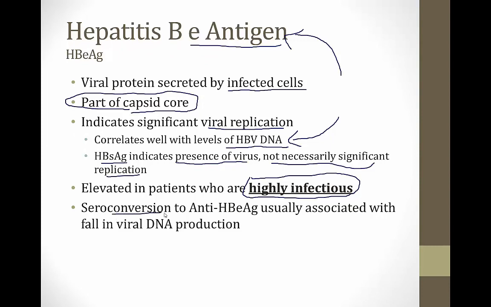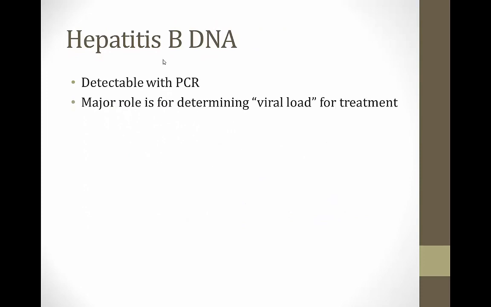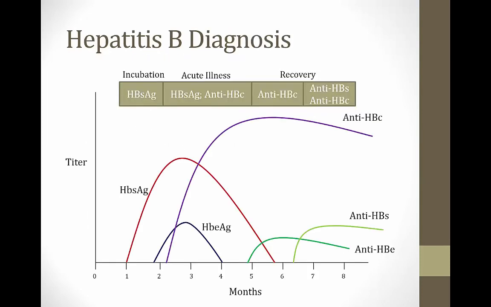And when patients seroconvert and develop antibodies to the hepatitis B E antigen, this is usually associated with a fall in viral DNA production. You should also know that you can detect the levels of hepatitis B DNA in the plasma. This is detectable with PCR techniques. And the major role for detecting the DNA is for determining a viral load and deciding whether or not patients require treatment with drugs.